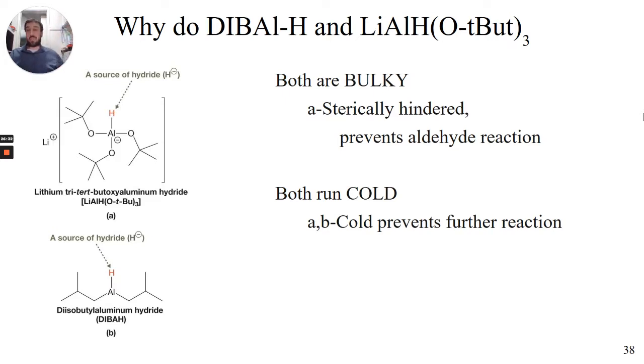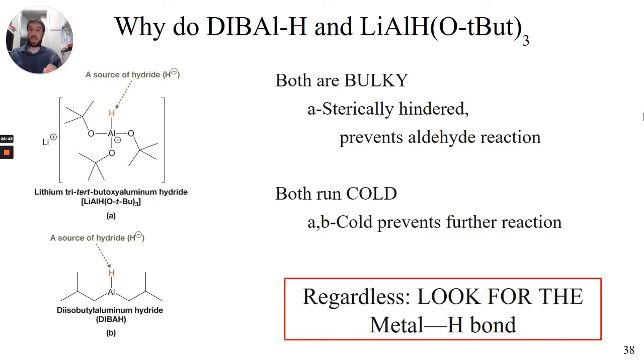The other one, I don't have a common acronym for. Both of them, what you're looking for is that aluminum H bond. That's it. And that's really what you should be picking out of this, not going, oh my God, more reagents. Metal hydride. That's it. If you see the metal hydride, you have a hydride nucleophile. React it with an electrophile.